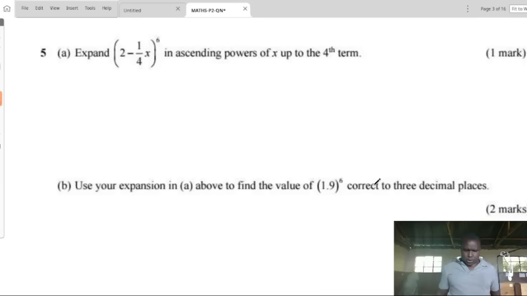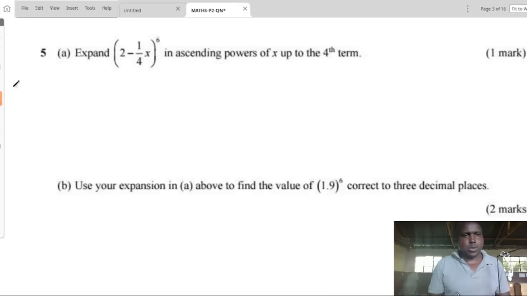Expansion is another question we are expecting. Let's expand this one. Expand this in ascending power of x up to the fourth term. Up to the fourth term. This is the first term, second term. In this case, we have two terms.